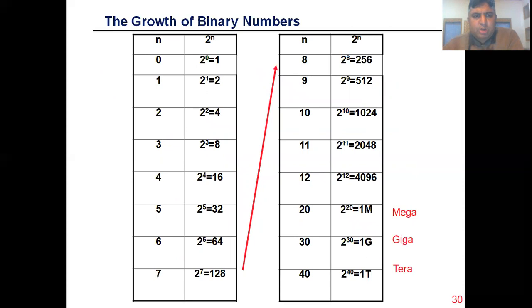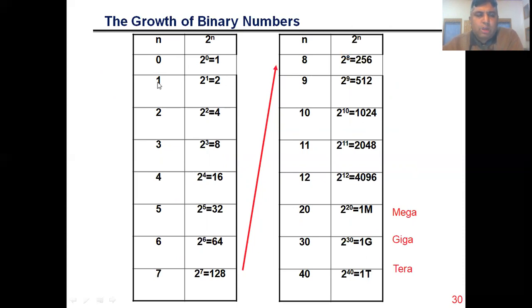Here is the growth of binary numbers: n and 2 raised to the power n. For example, if n is 0, 2 raised to the power 0 means there can be only one value, 0.